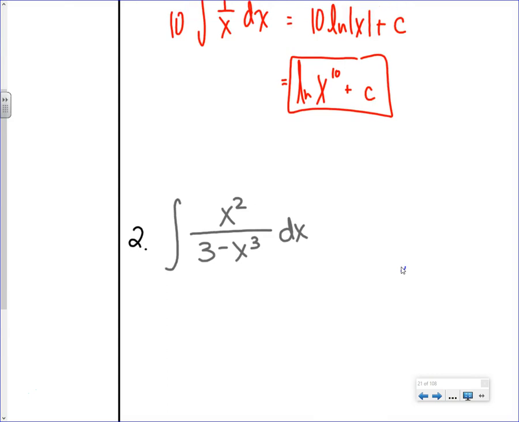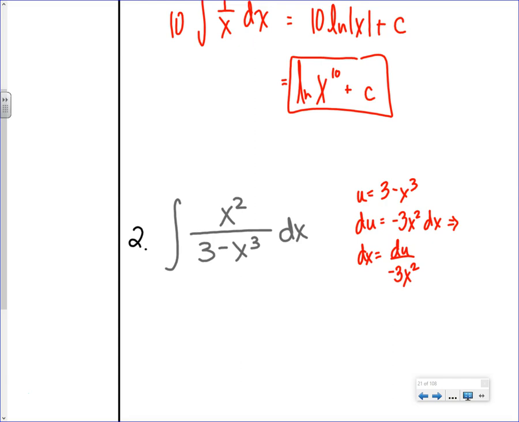Who's my u? Yeah, the bottom. Good. So if the u is the bottom, let me go ahead and do u sub over here to save on space. u is 3 minus x cubed. du is equal to? Do you guys agree? So dx is equal to du over negative 3x squared. Yeah, okay, on the bottom. Good.